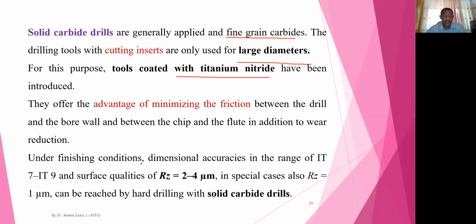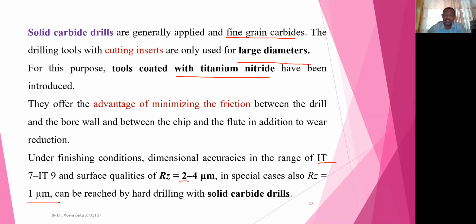Under finishing conditions, the dimensional accuracy is in the range of IT, the symbol for international tolerance, IT up to 7, IT up to 9. The surface quality Rz, the roughness level, is 2 up to 4 micrometer. The smooth surface is 2 micrometer and the rough surface is 4 micrometer. In special cases, Rz is 1 micrometer. Means drilling up to 1 micrometer will get you very, very smooth surfaces.